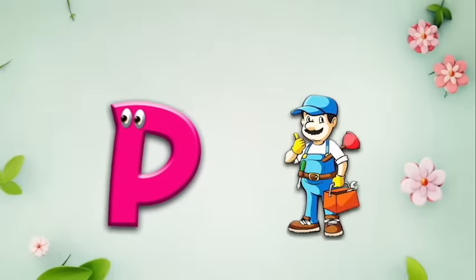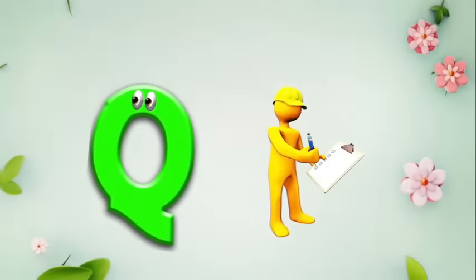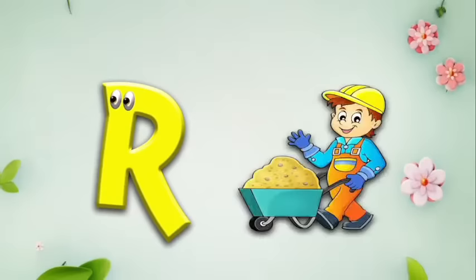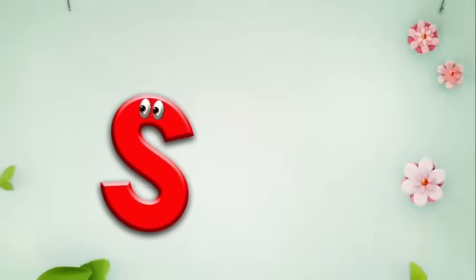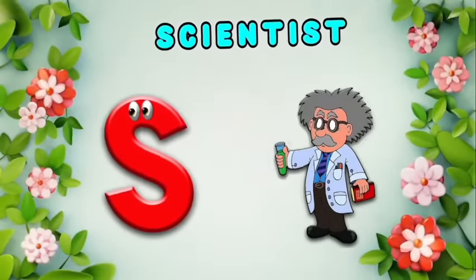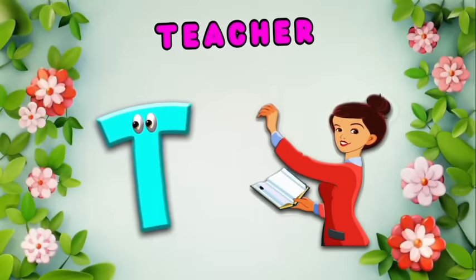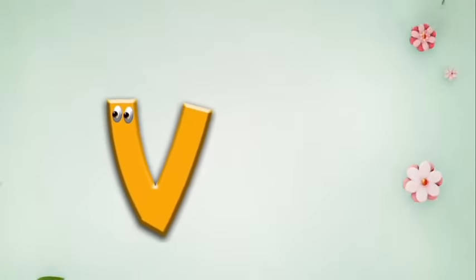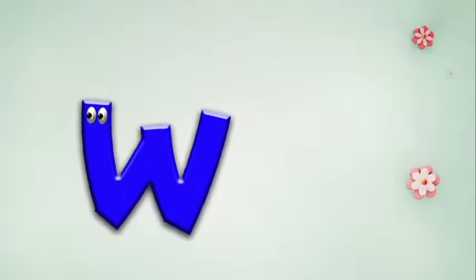P is for plumber. Q is for quality control technician. R is for road worker. S is for scientist. T is for teacher. U is for upholsterer. V is for vet. W is for welder.